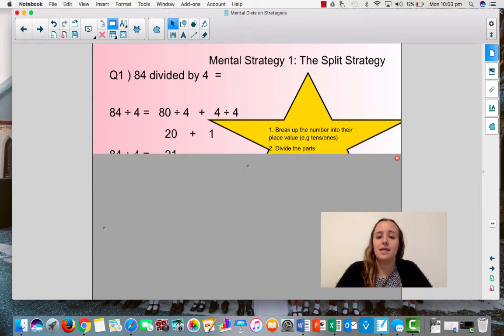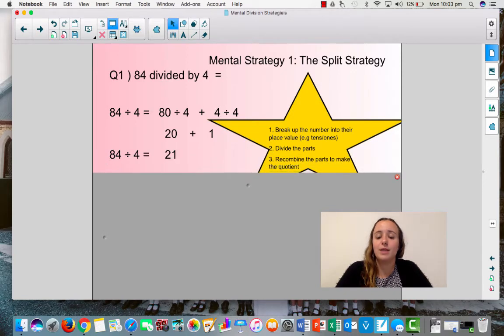Alright, and the last step is to recombine the different parts to make the quotient, and we know the quotient is the answer to a division question. So here it is, 84 divided by 4 is 21. Right, let's have a look at the next one.